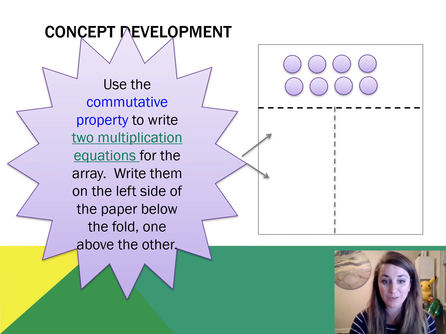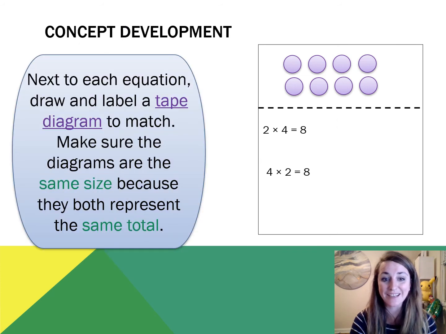We're going to use the commutative property to write 2 multiplication equations for the array. Write them on the left side of the paper below the fold and one above the other. We can write 2 times 4 equals 8 or 4 times 2 equals 8. Next to each equation, we're going to draw a tape diagram to match. Make sure the diagrams are the same size because they represent the same total.